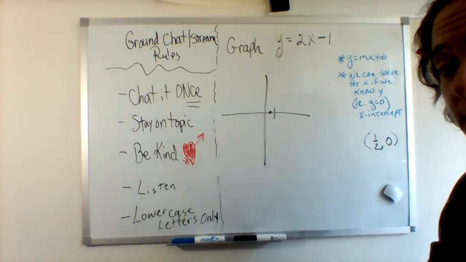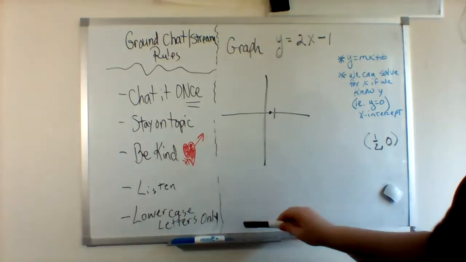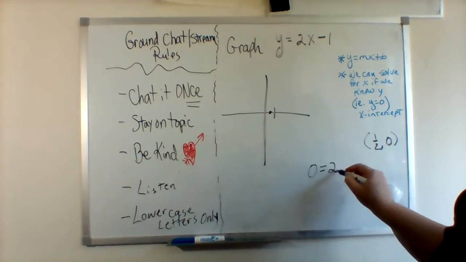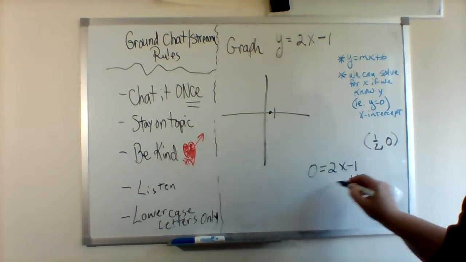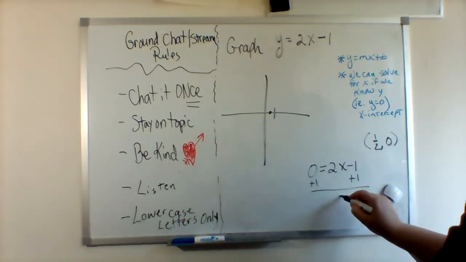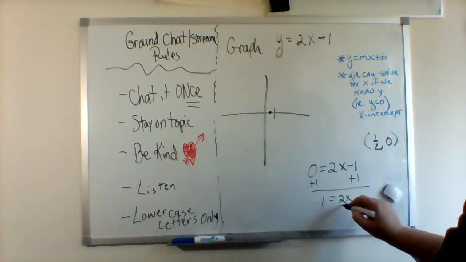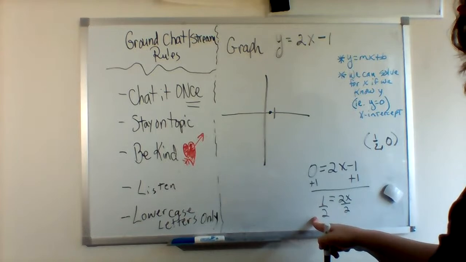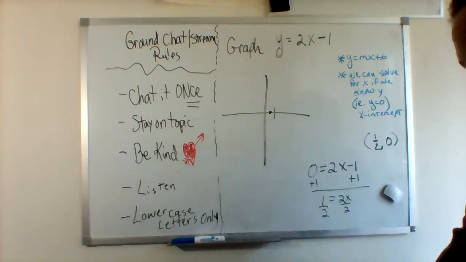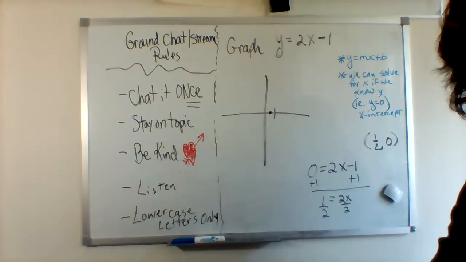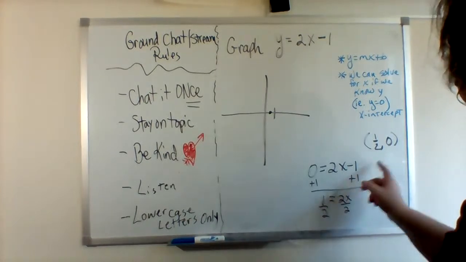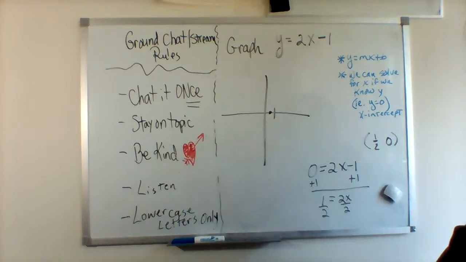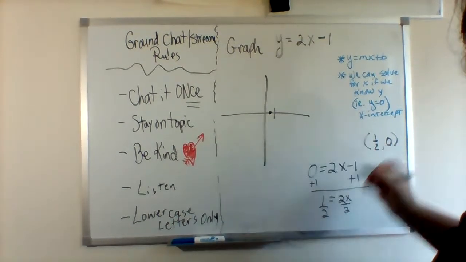Oh, you got 2 instead of a half? Did I do something wrong? Add 1 to both sides. 2x equals 1. Divide by 2. That's a half. I'm glad that you're making me check my work, but this time, fortunately, your teacher did not make a mistake.